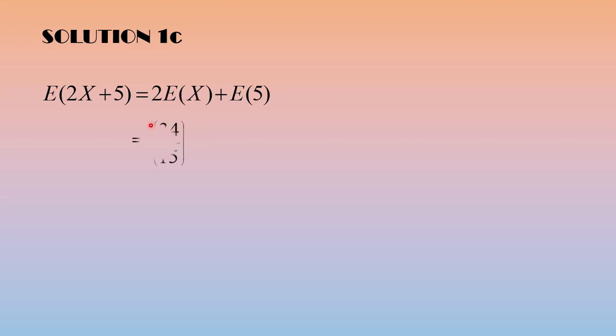What about (c)? Expected value for 2X plus 5. By using the previous result and the formula, we can bring 2 in front times E(X) plus expected value for 5. 2 times the expected value from (a), we have 34 over 15, plus 5. Simplify, we will get 143 over 15.